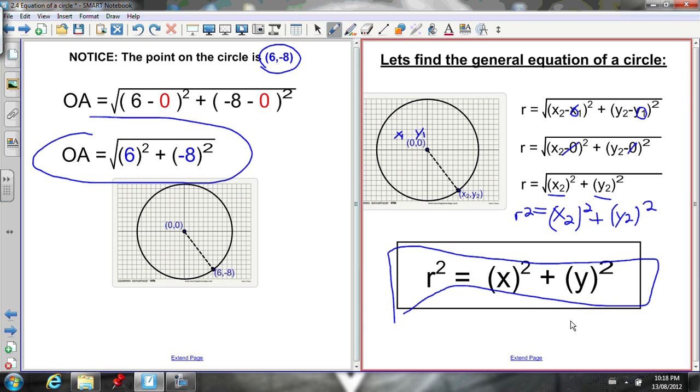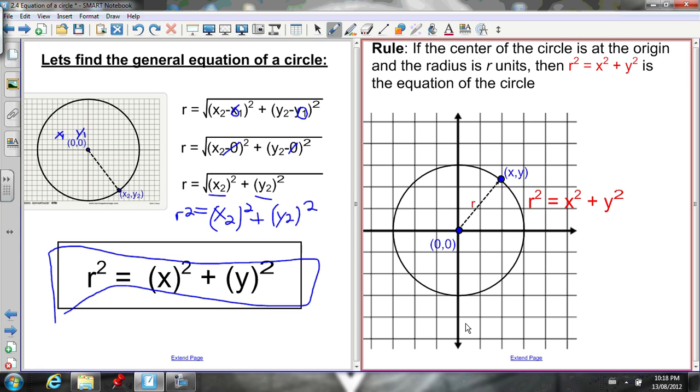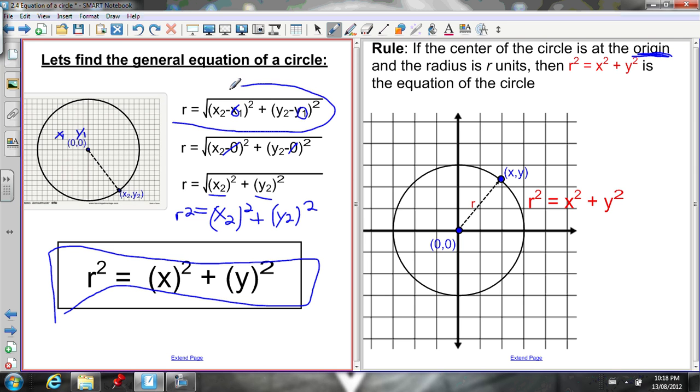Now that we've come up with the equation of the circle, the radius squared is equal to x squared plus y squared, we want to be able to use it. Just to clarify this rule one more time: if the center of the circle is at the origin, that's important. We're working with circles that are centered at the origin right now. If they weren't, we would have to take into account the x1 and the y1. They wouldn't always be 0, so our equation would have to be this full thing. We wouldn't be able to simplify it into this.